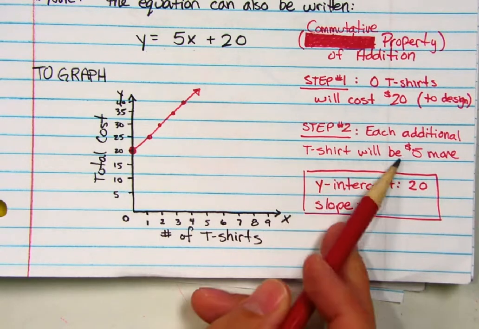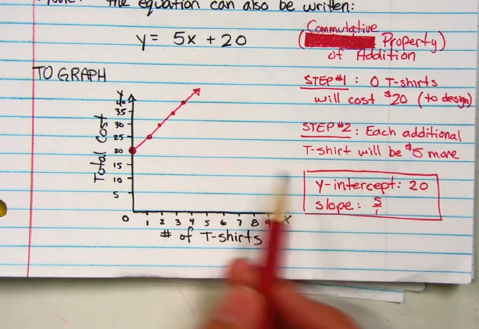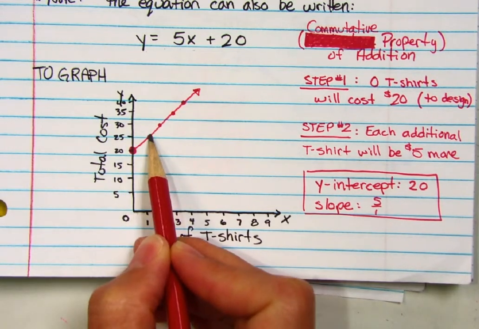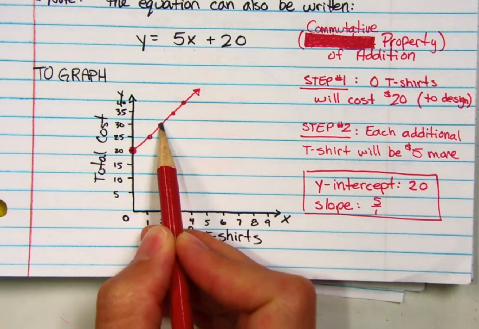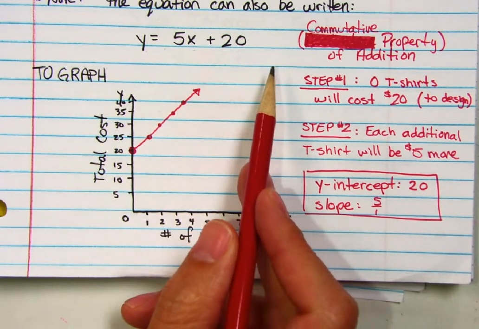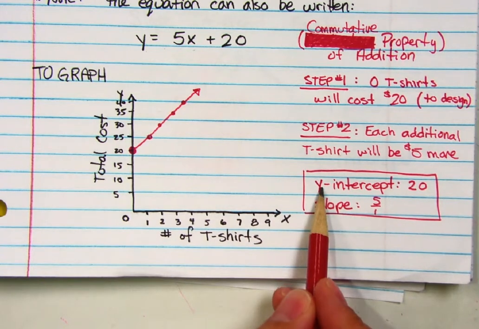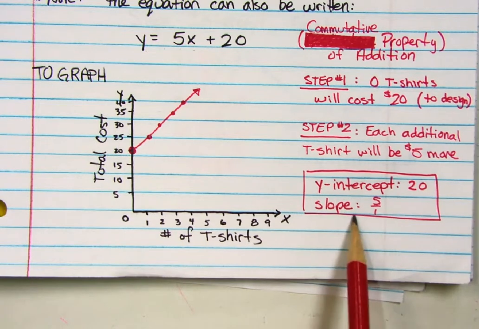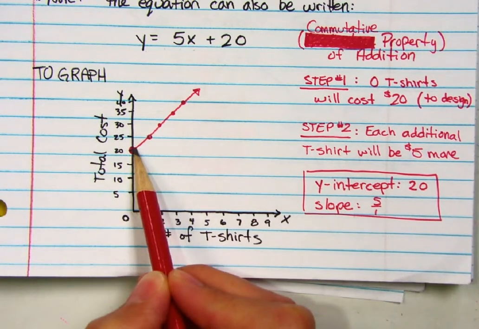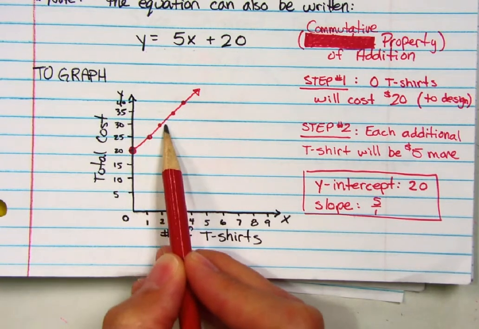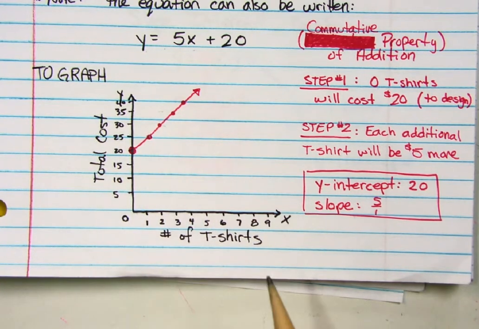Step 2, each additional t-shirt will be $5 more. So if I go one more t-shirt, that's $25. Another t-shirt, $30. Another t-shirt, $35, $40, and it keeps going from there. That y-intercept, where the line crosses the y-axis, is 20, and the slope is 5/1. For each $5, I get another t-shirt.